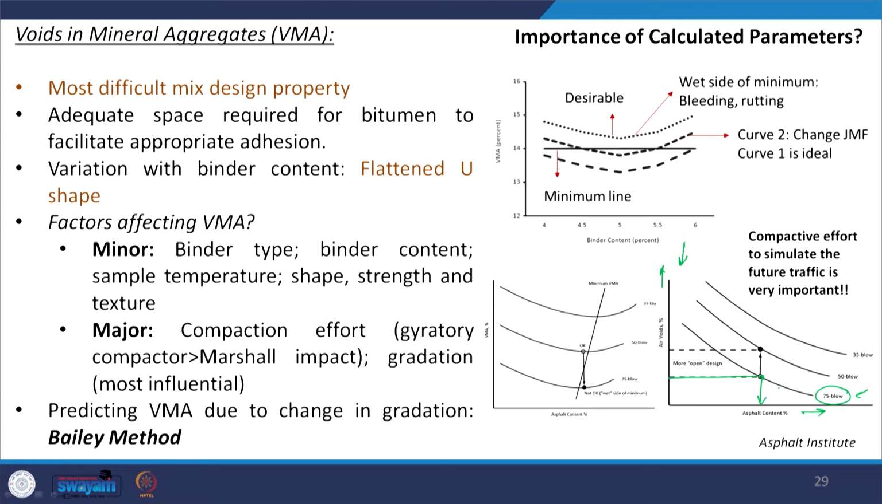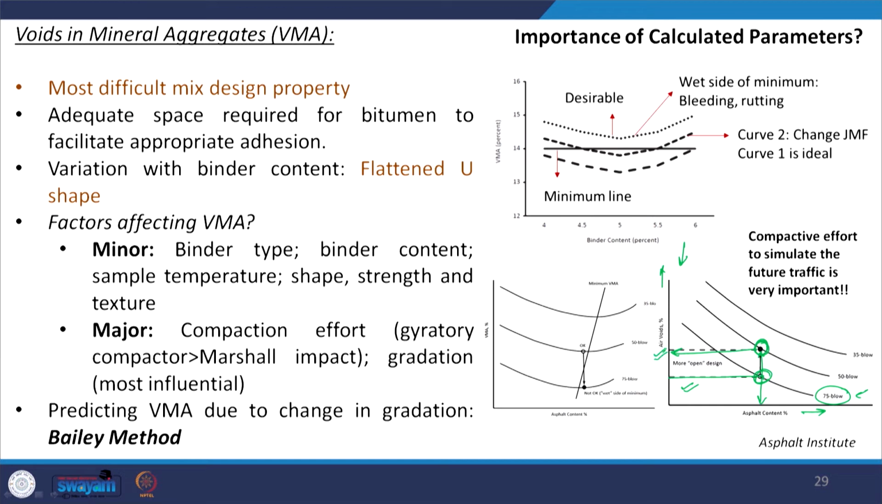But if the traffic is less, the traffic which is going to come will not give the energy to the mix in the field corresponding to what we got using 75 blows in the laboratory. So, say the level of traffic corresponds to only 50 blows of compaction. Though we designed for this, we are actually in this position. When we are in this position, the air void in the mixture artificially increases, because our design mix was here, but our actual mix is here in the field.